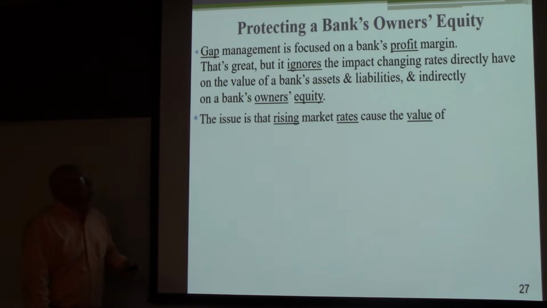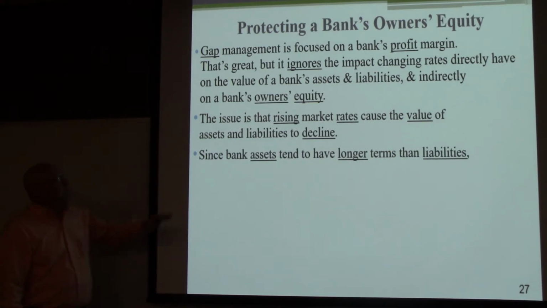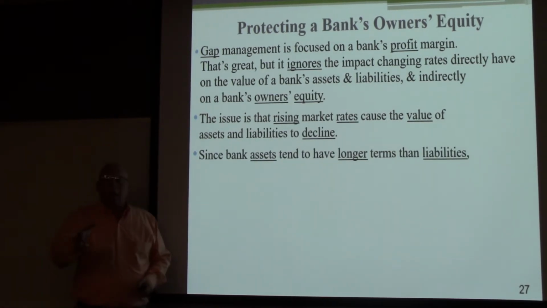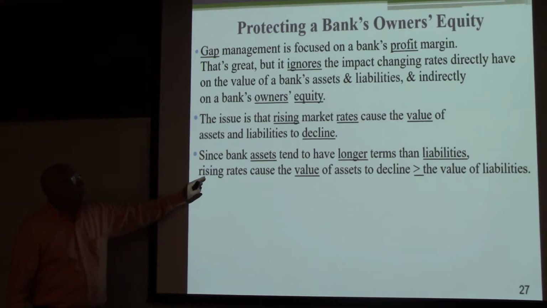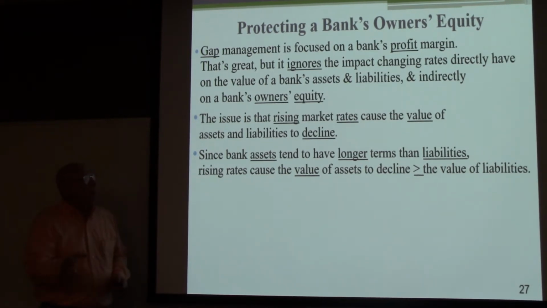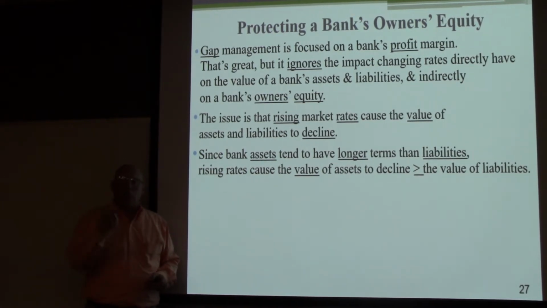Okay? The issue is that rising market rates cause the value of assets and liabilities to decline. Interest rates go up, prices come down. Some bank assets tend to have longer terms than liabilities. That is almost universally true, where bank assets are longer term than bank liabilities. Rising rates cause the value of assets to decline more than the value of liabilities because the terms for assets are longer, and longer term securities are more sensitive to changes in interest rates than shorter term securities are.